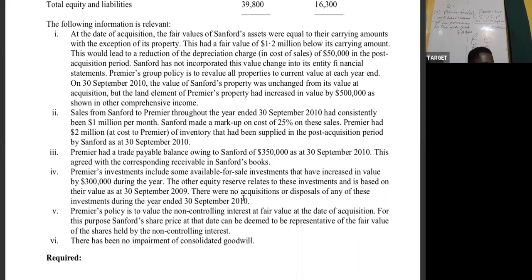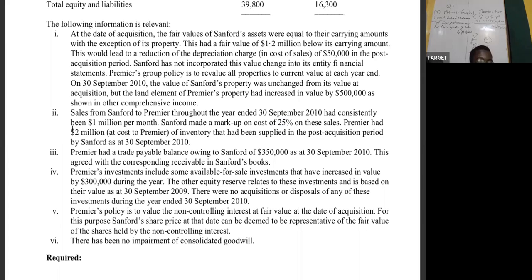Second, calculate the unrealized profit. The unrealized profit is on the goods left in inventory, the 2 million during the post-acquisition period. So you multiply the 2 million by the profit loading, the markup. This 2 million is the selling price, not cost. They intentionally inform you that it's a cost to the parent. Parent was the buyer, so cost to the buyer is the same as the selling price. So you just have to say 25 over 125 times this 2 million, and that will give us the unrealized profit. It must be eliminated.